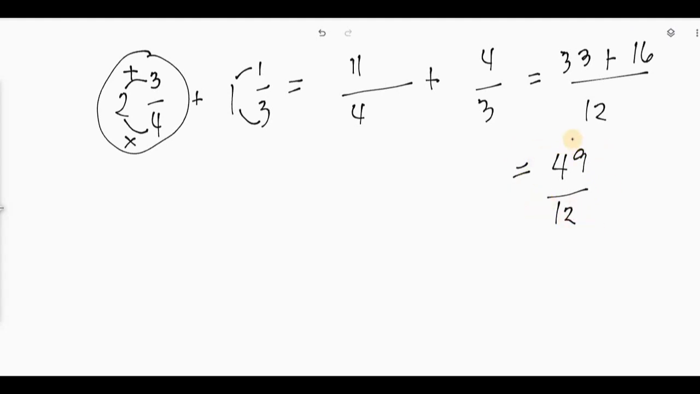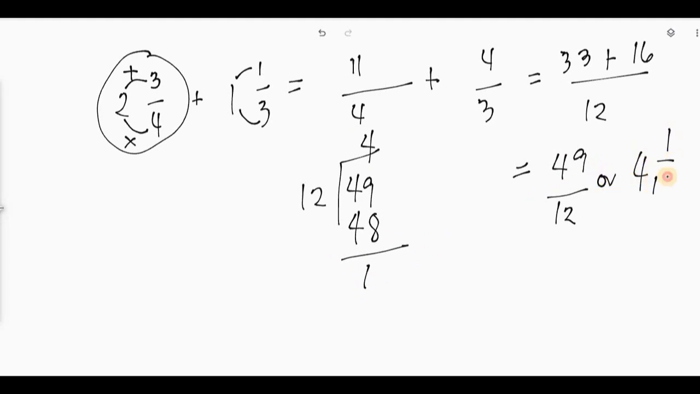So, divide natin kasi improper fraction. So, 49 divided by 12 is 4. So, 4 times 12 is 48. 49 minus 48 is 1. So, 4 and 1 over 12. Okay? So, 4 and 1 over 12. So, tandaan natin 4 and 1 over 12 yung sagot natin. Kasi, papakita ko yung isang way ng pag-solve niyan.